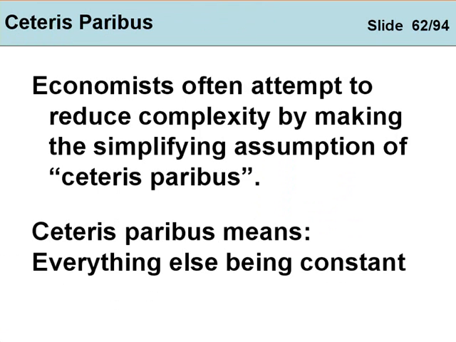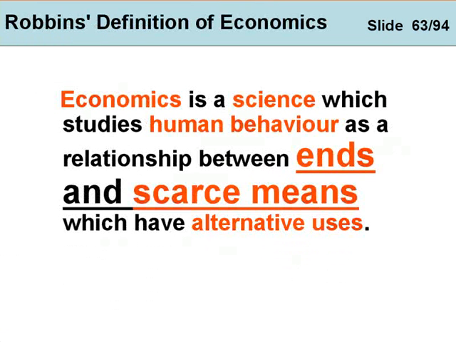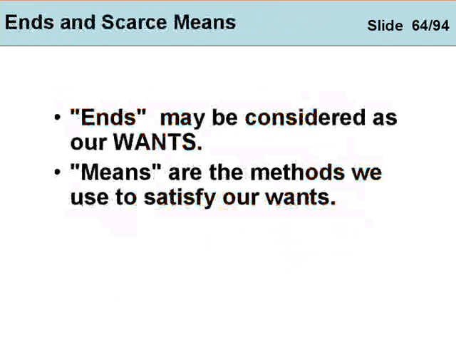Let's go back to Robbins' definition. We're now on to ends and scarce means. Well, this really is the core of what we mean by the economic problem, I think, because ends may be considered as wants, and means is the way we produce the output that satisfies our wants.